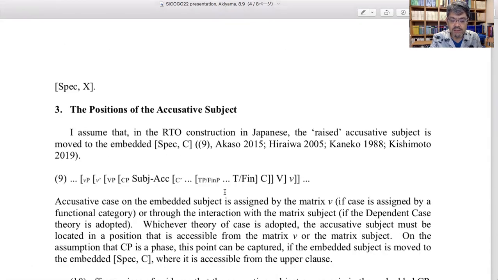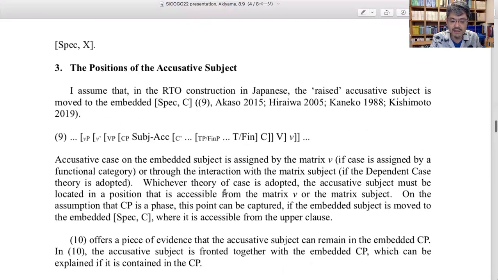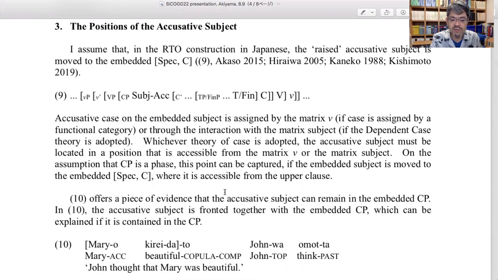Now, section 3. I assume that in the RTO construction in Japanese, the raised accusative subject is moved to the embedded spec C, as depicted in 9. Accusative case on the embedded subject is assigned by the matrix small v if case is assigned by a functional category, or through the interaction with the matrix subject if the dependent case theory is adopted.